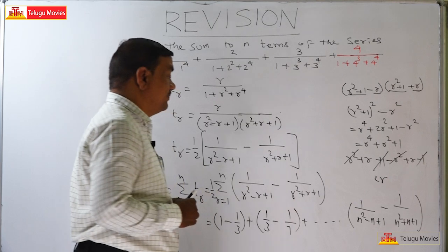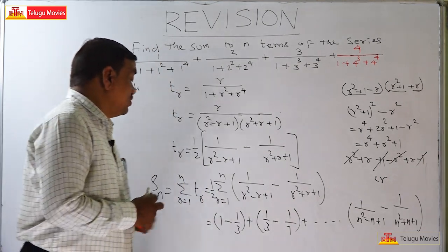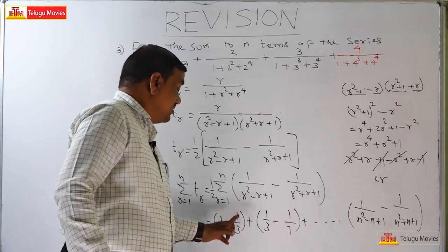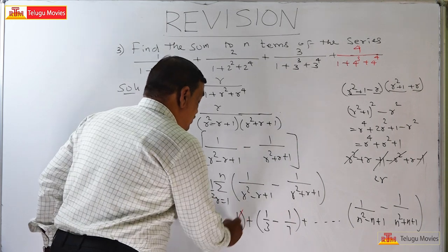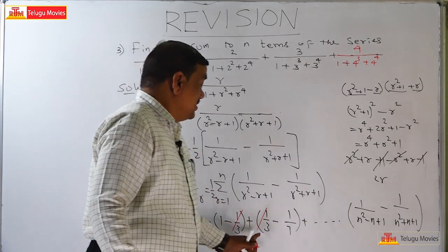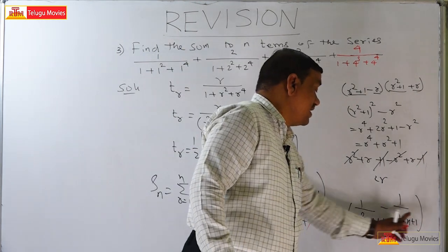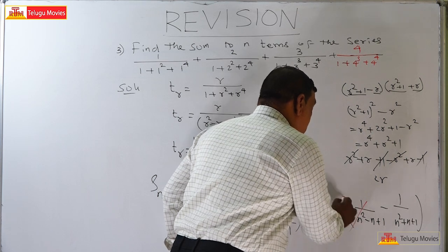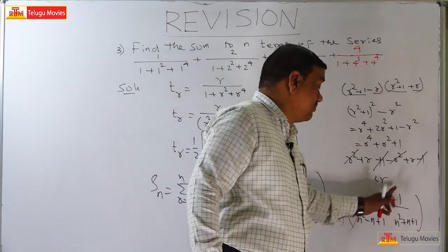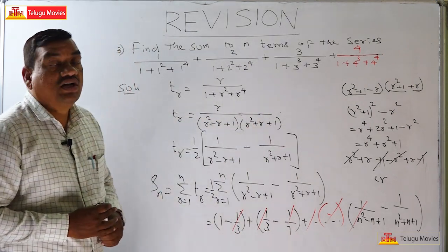Now, if you observe, any more cancellation? Obviously, definitely. In the first bracket, the second term is cancelled with the first term of the second bracket. Like that, here also, this term will be cancelled with the next term. The only terms remaining are the first 1 and the last term, 1 by n square plus n plus 1. So, if you simplify that, you will get the answer.